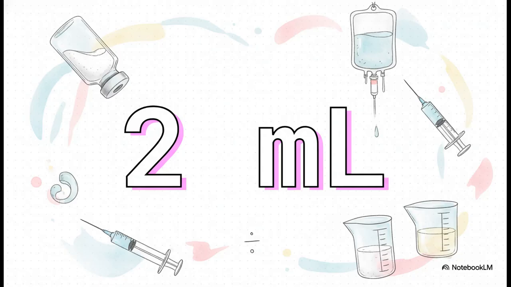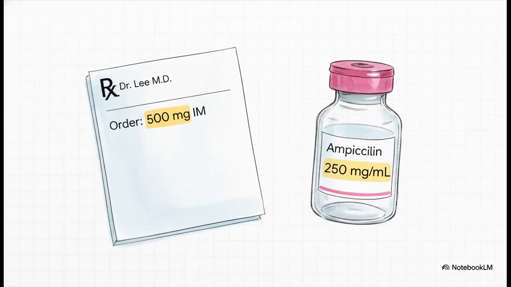Did you get it? The correct answer is 2 milliliters. You just use the classic formula, what you want, which is 125 milligrams, divided by what you have on hand, which is 62.5 milligrams per milliliter, and that gives you 2 milliliters. Easy as that. Let's try one more to make sure it sticks.